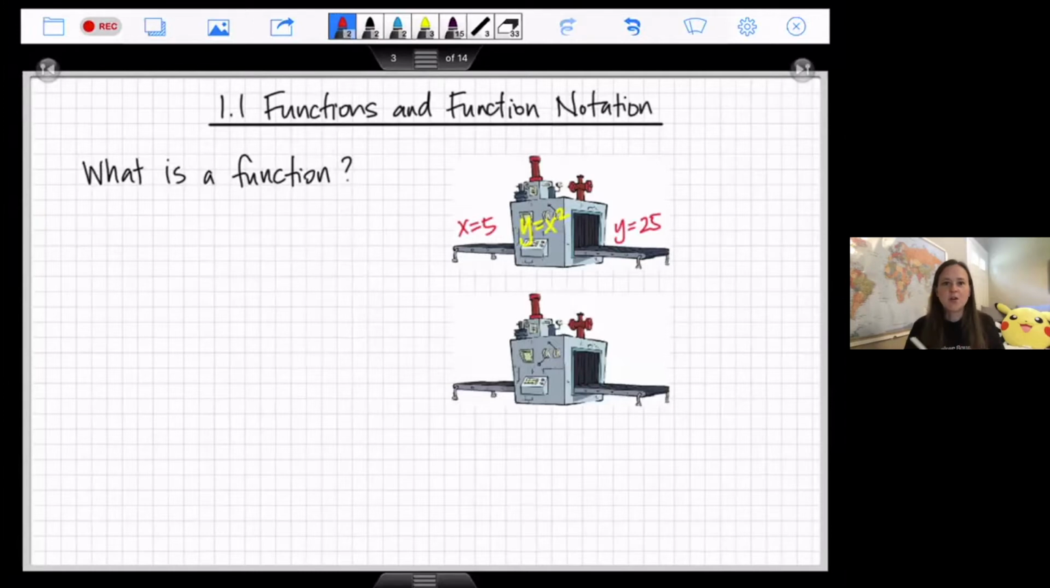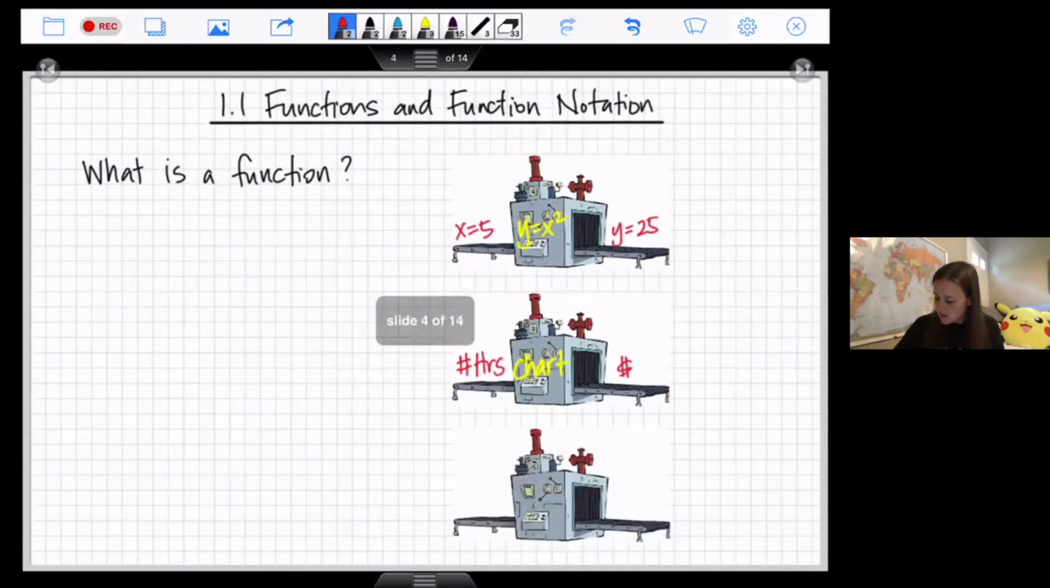Our second one could be something simple like a chart at a parking garage. Let's say we have a chart on the wall at the parking garage, and we look at the chart, we read the number of hours that we've been parked, and then it gives us the amount of money that we owe. That would be an example of a function.